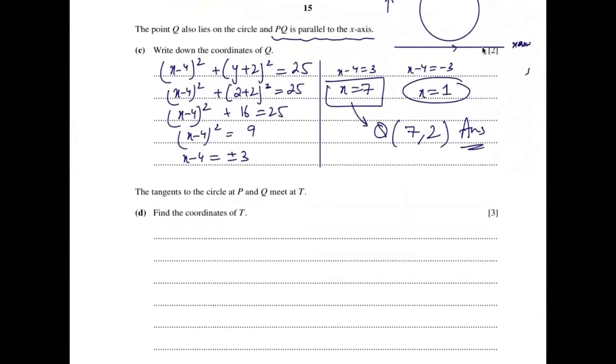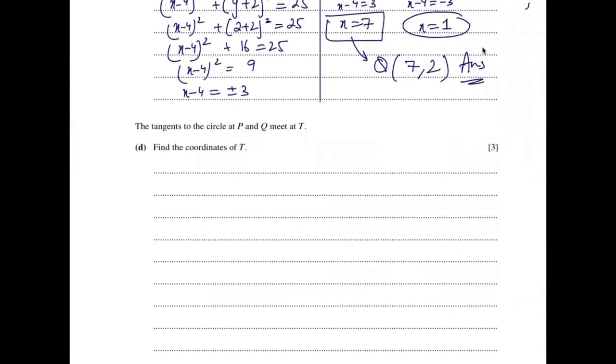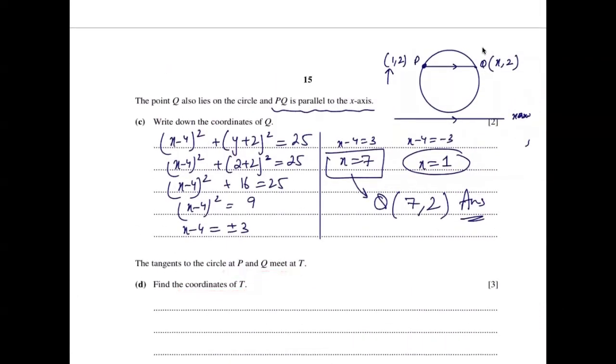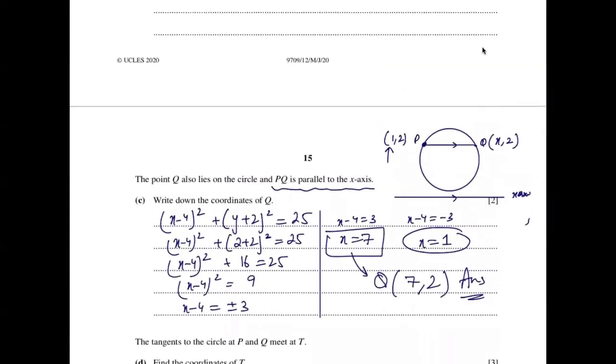Yes, sir. Okay, last part. The tangents to the circle at P and Q meet at T. Find the coordinates of T. So the tangents to the circle at P and Q, it's like midpoint. No, beta. See the diagram. The tangent to the circle at point P and the tangent to the circle at point Q meet at T. So to find the point T, would you agree that I'll be needing the equations of the two tangents, and then I'll solve them simultaneously to get the coordinates of T?